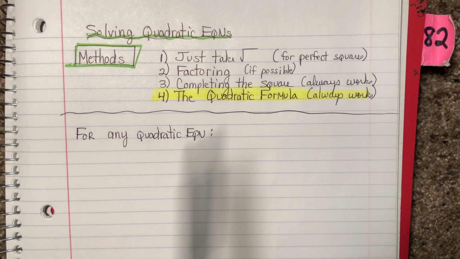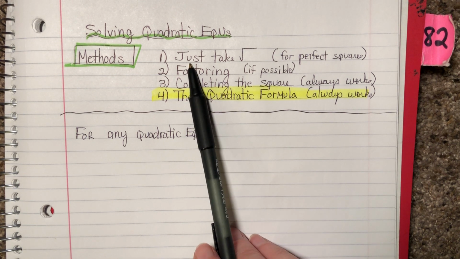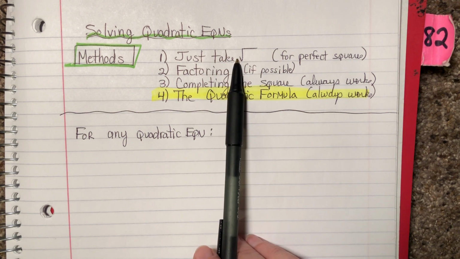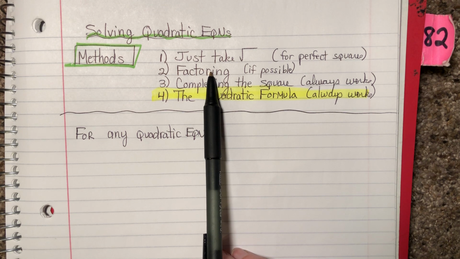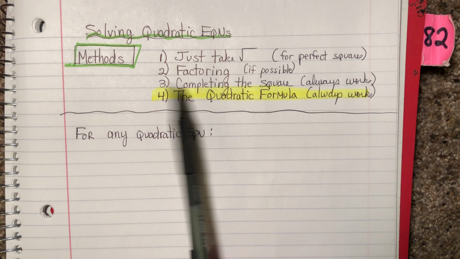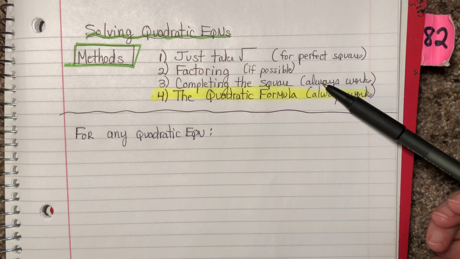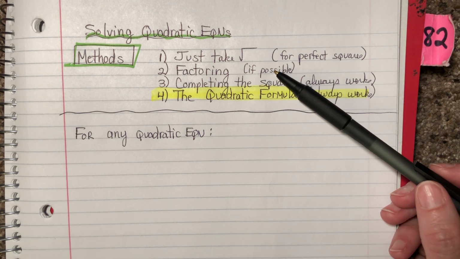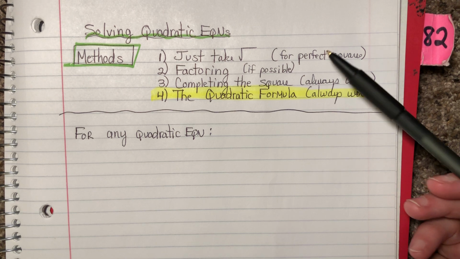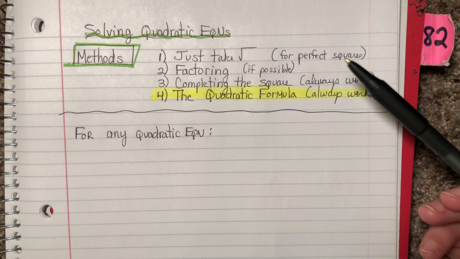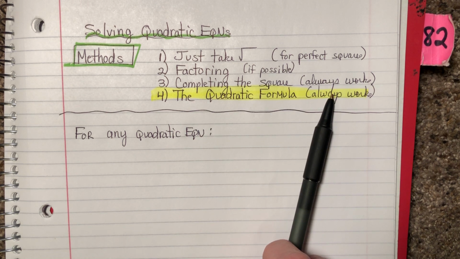So what I did is I went ahead and I just reviewed the methods to solve a quadratic equation. The very first thing we learned was just taking the square root of both sides if it's a perfect square. Sometimes they factor, and you can use that, which is your most recent homework. You can complete the square, and completing the square will always work, whereas factoring only works if it's factorable. And you can't take the square root unless it's a perfect square. But completing the square always works. And then there's the last method, which is the quadratic formula, and this always works as well.